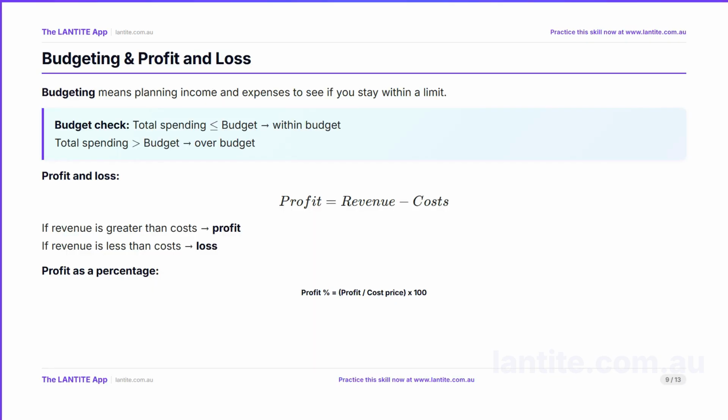Budgeting is simply planning your spending and checking whether you stay within a set limit. Add up all expenses and compare to the budget. If your total is less than or equal to the budget, you are within budget.